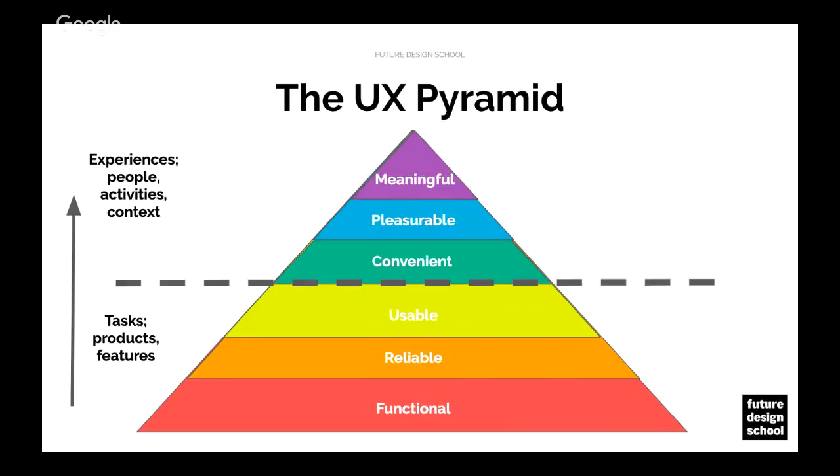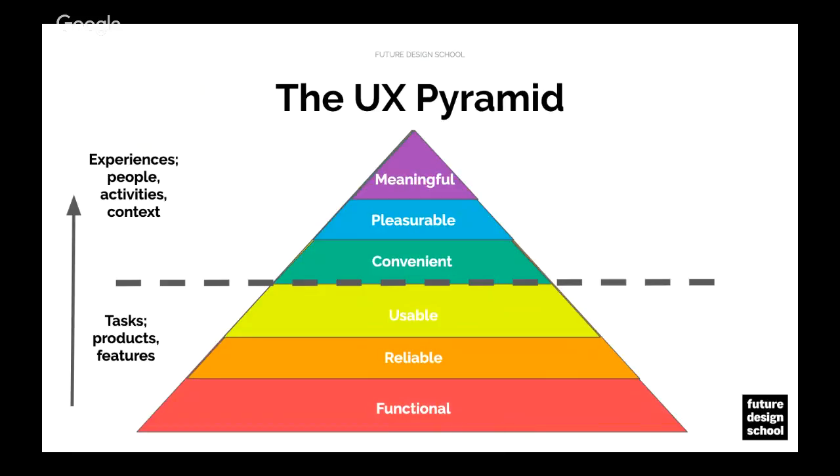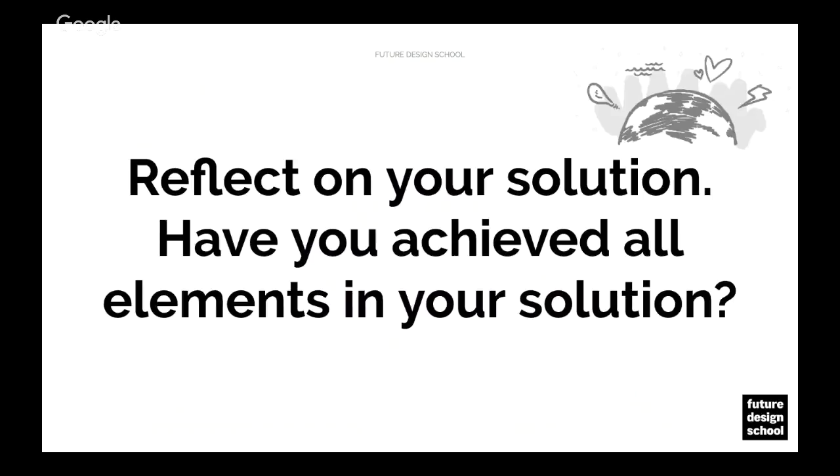And then finally, to really max out this pyramid and to max out your user experience, you want your users to find the solution to be meaningful. You want them to feel like they are invested and that they have an emotional connection to what they are buying from you. When you achieve each level of the pyramid in your designs, you know that you have created a very true and meaningful and impactful solution for your users. As you think about each of those 6 different layers of that pyramid, I want you to reflect on your own solution and ask yourself if you've achieved all the elements in your solution.